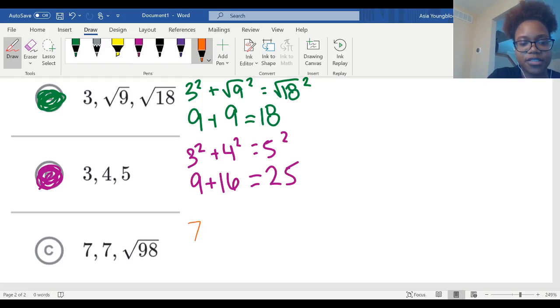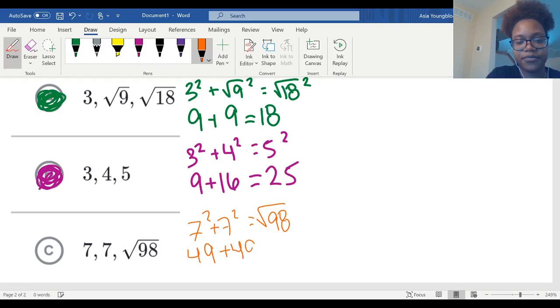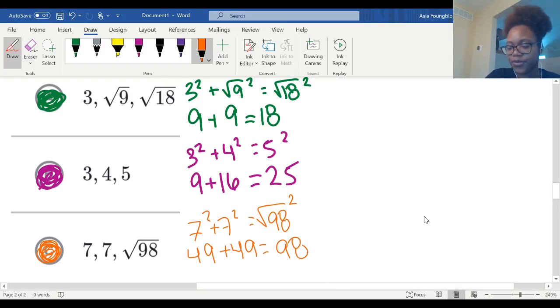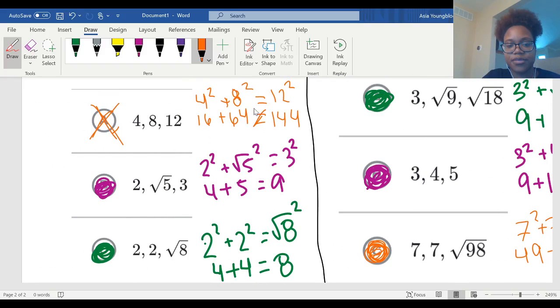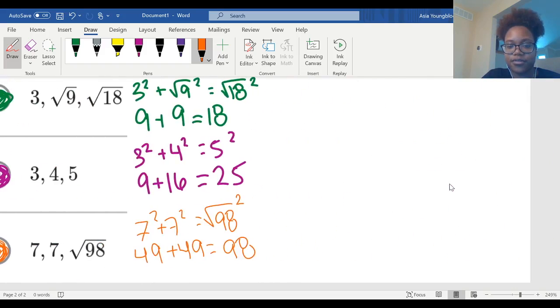For the last one, 7 squared plus 7 squared equals the square root of 98 squared. That's 49 plus 49 equals 98. Wow, that's true too. So for this problem, you would bubble all three. So again, the reason I'm bubbling these is because these are true statements, right? 9 plus 9 is 18, 9 plus 16 is 25, 49 plus 49 is 98. The reason we did not bubble this one was because 16 plus 64 does not equal 144. So that's why it has an X to it.